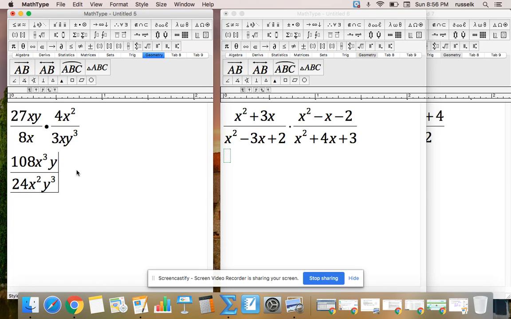Since there are no pluses or minuses, you could actually cancel right from the start. We could cancel the 4 and the 8, the 3, and the 27. I like to put everything together first. I think it just keeps everything more organized. It's up to you how you solve that problem.